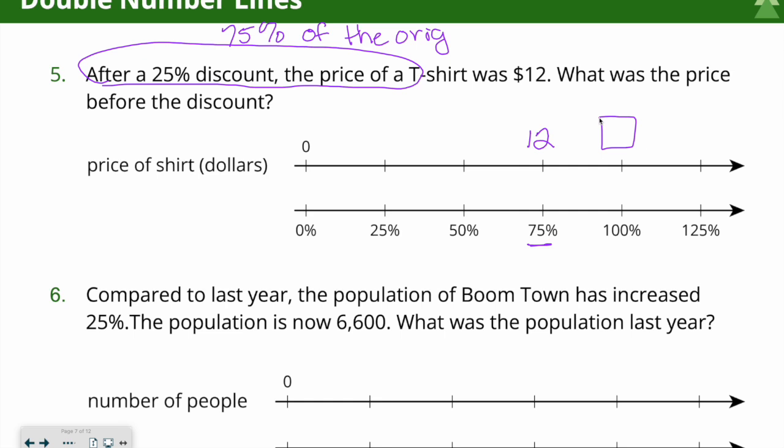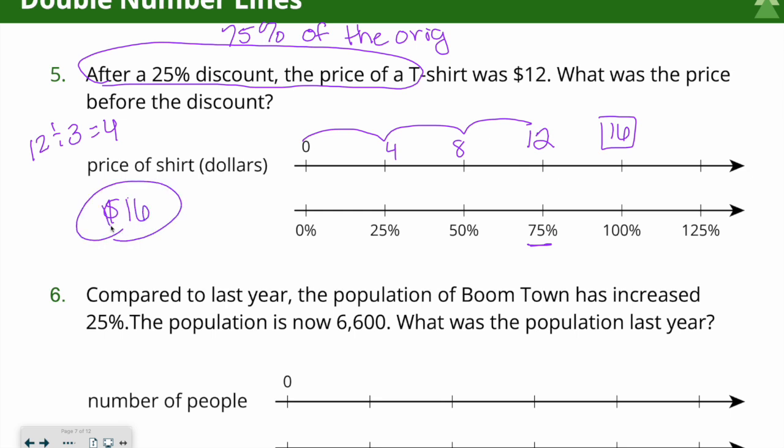We need to figure out what went at the 100%. To go from 0 to 12, we have 1, 2, 3 hops. So 12 divided by 3 means each of those hops counts for 4. So the old price of the shirt was $16.